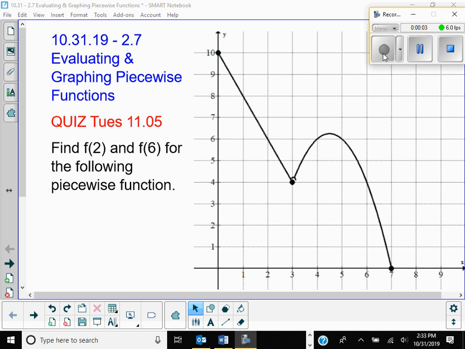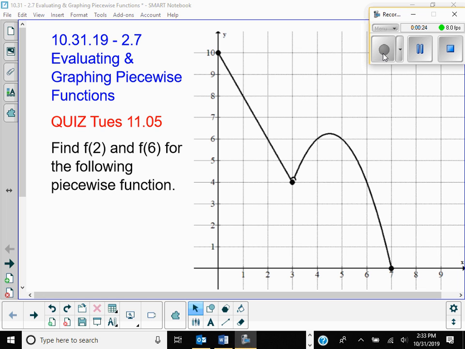So f of 2, so this is a piecewise function, right? This warm-up will sort of warm up our brains. So remember what we did yesterday. Remember we cut up the functions and made piecewise functions from them. And then it will lead us into today's lesson where we are going to evaluate and graph piecewise functions.